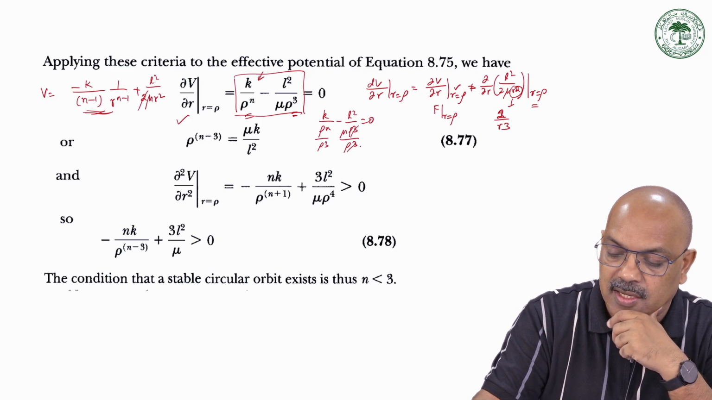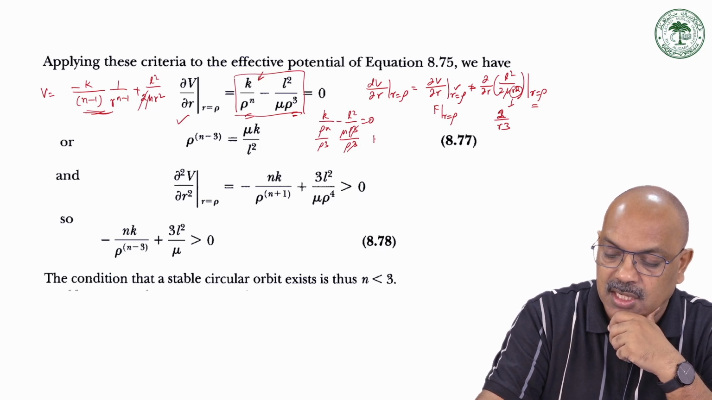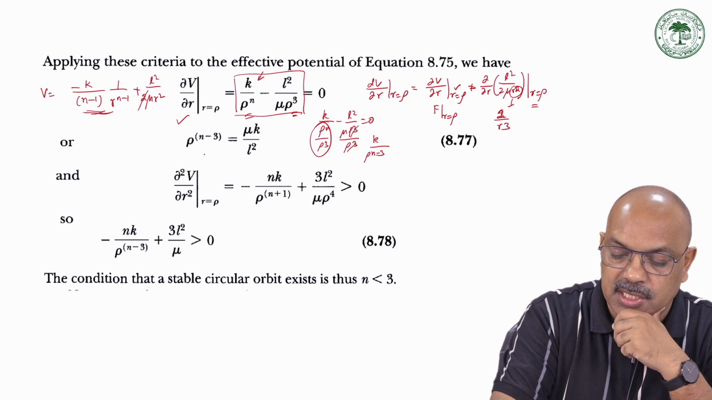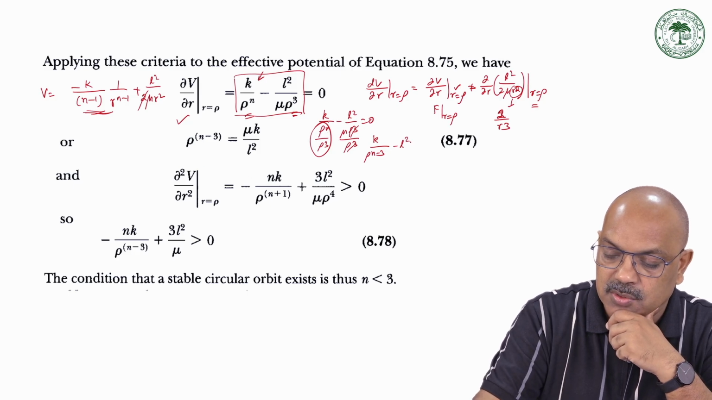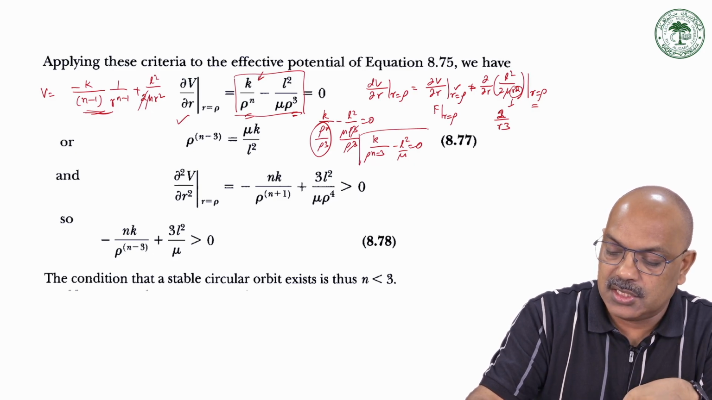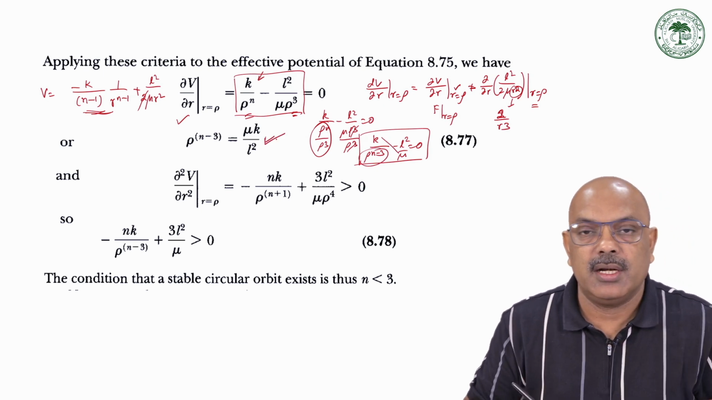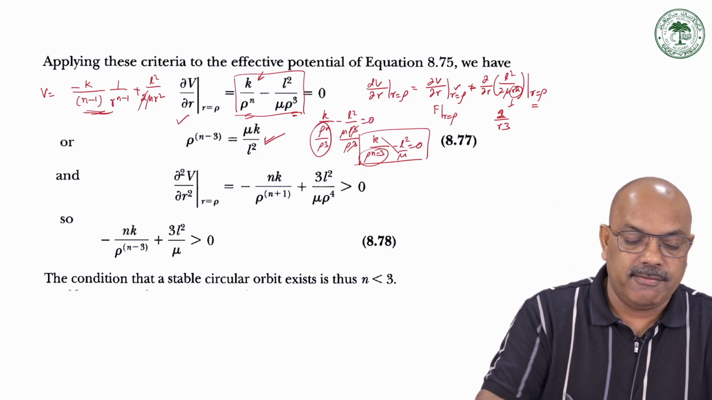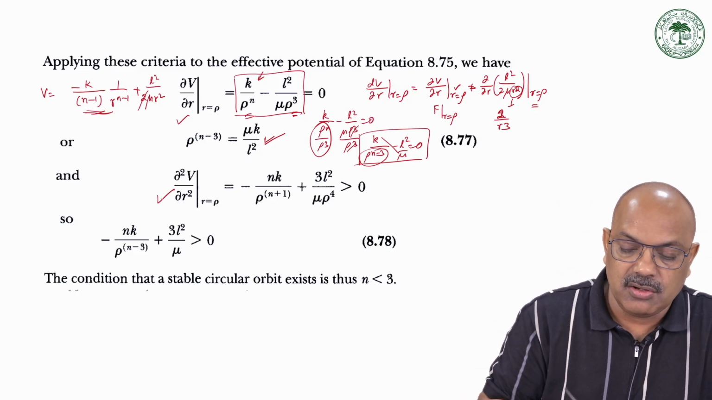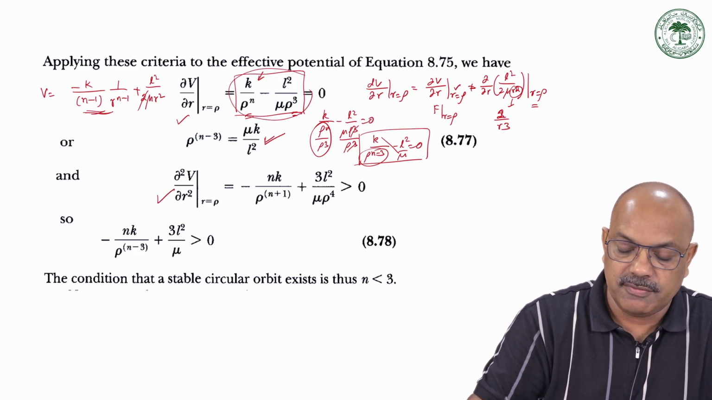So then I have k upon rho n minus 3, minus L square upon mu equal to 0. From this relation, you can find that rho n minus 3 is going to be mu k upon L square. And then I'm going to have the double differentiation of this quantity.